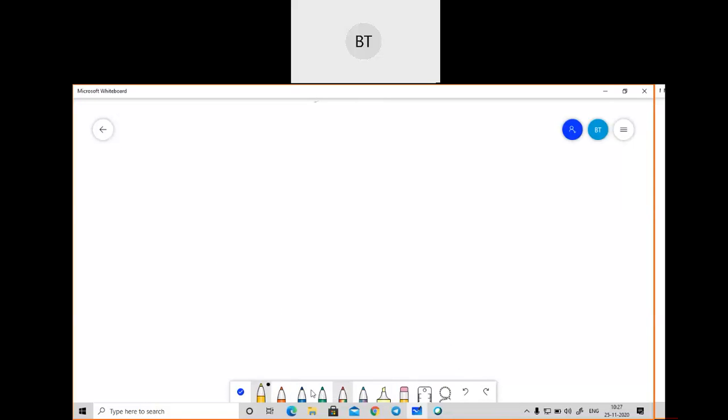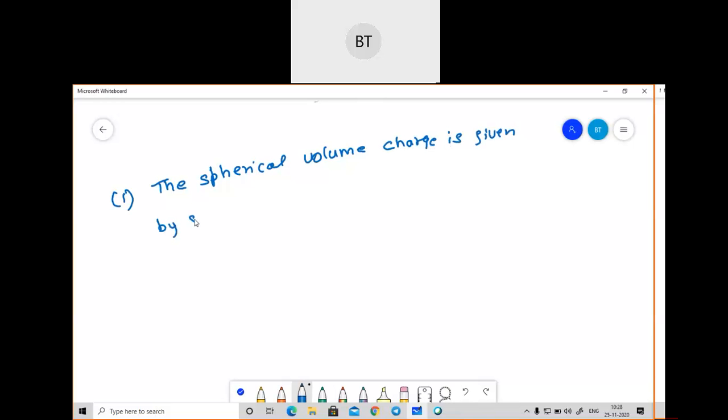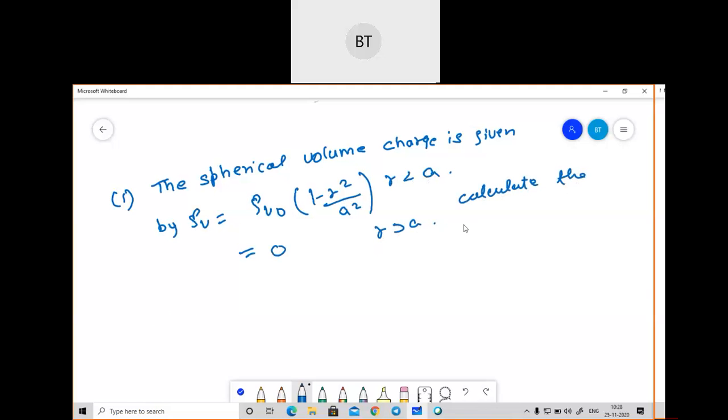Okay, so let's move to the first problem which I've given you. I'll write the question first. The question was like this: the spherical volume charge is given by rho v equals rho v naught times 1 minus r square by a square for r less than a, and 0 when r is greater than a. You are asked to calculate the total charge q.